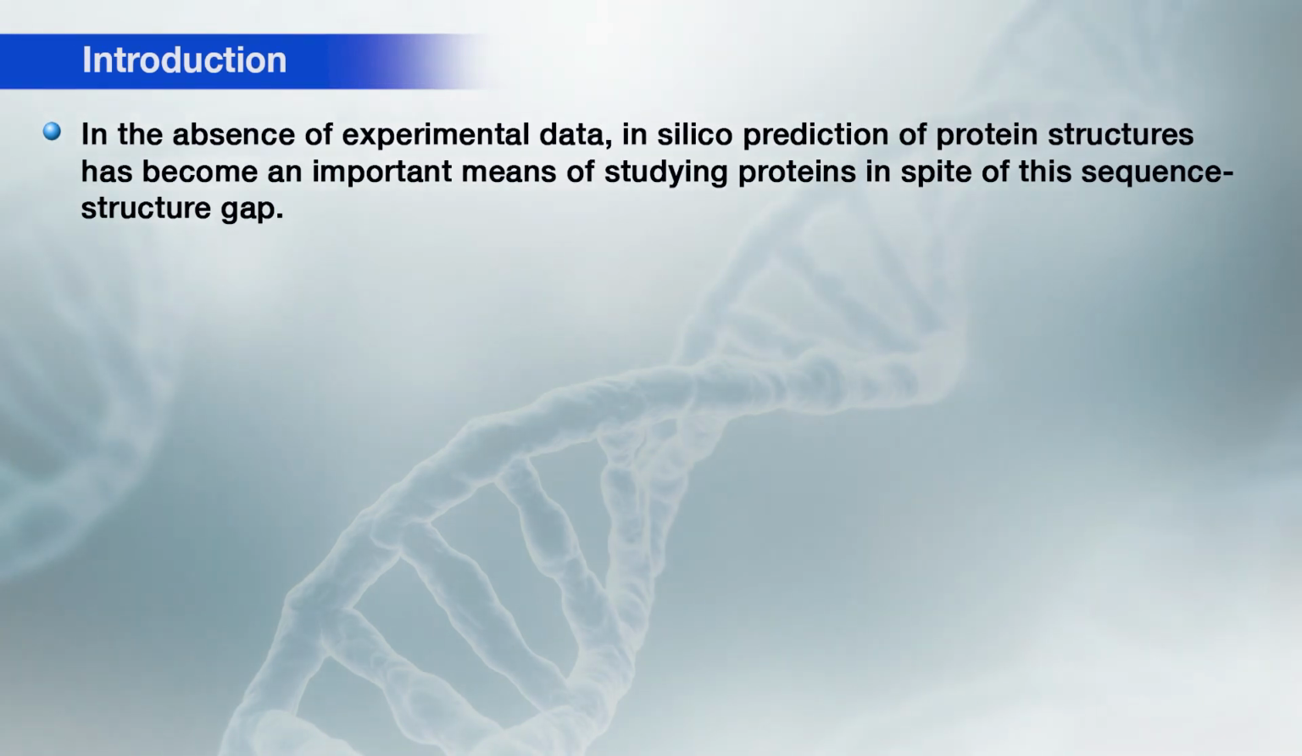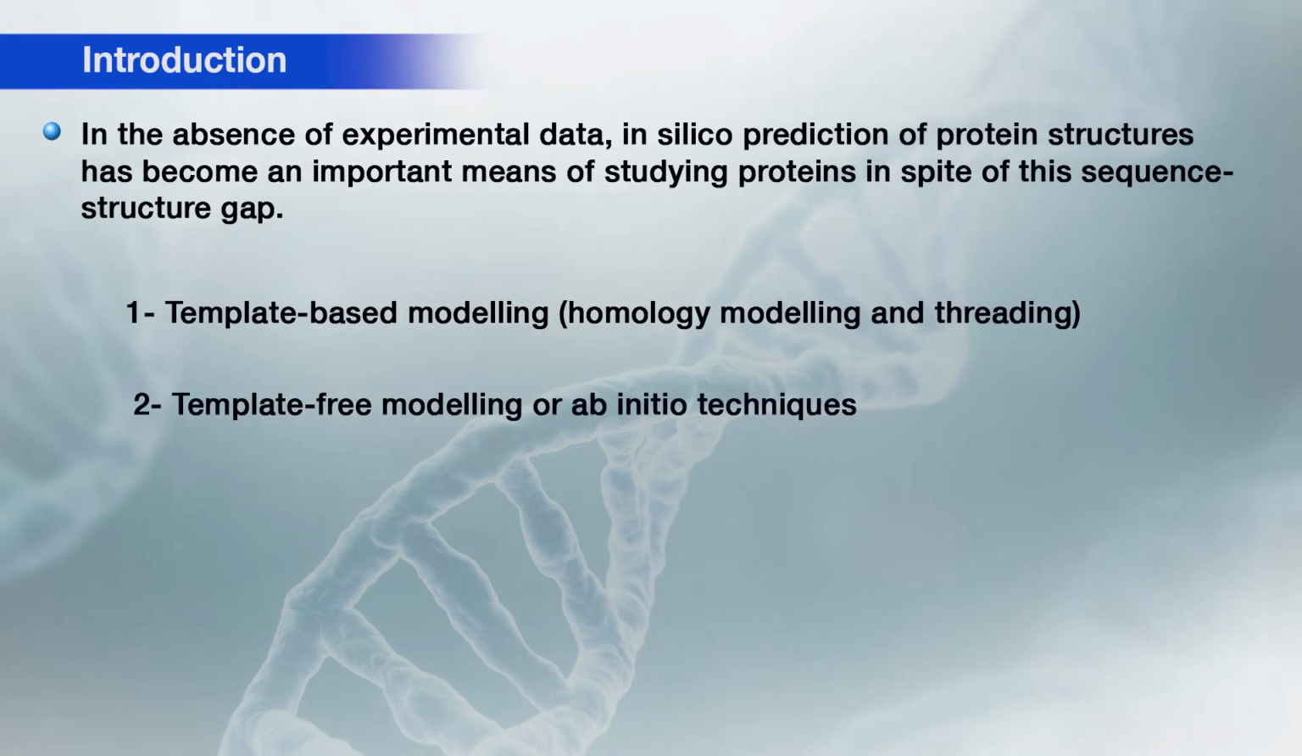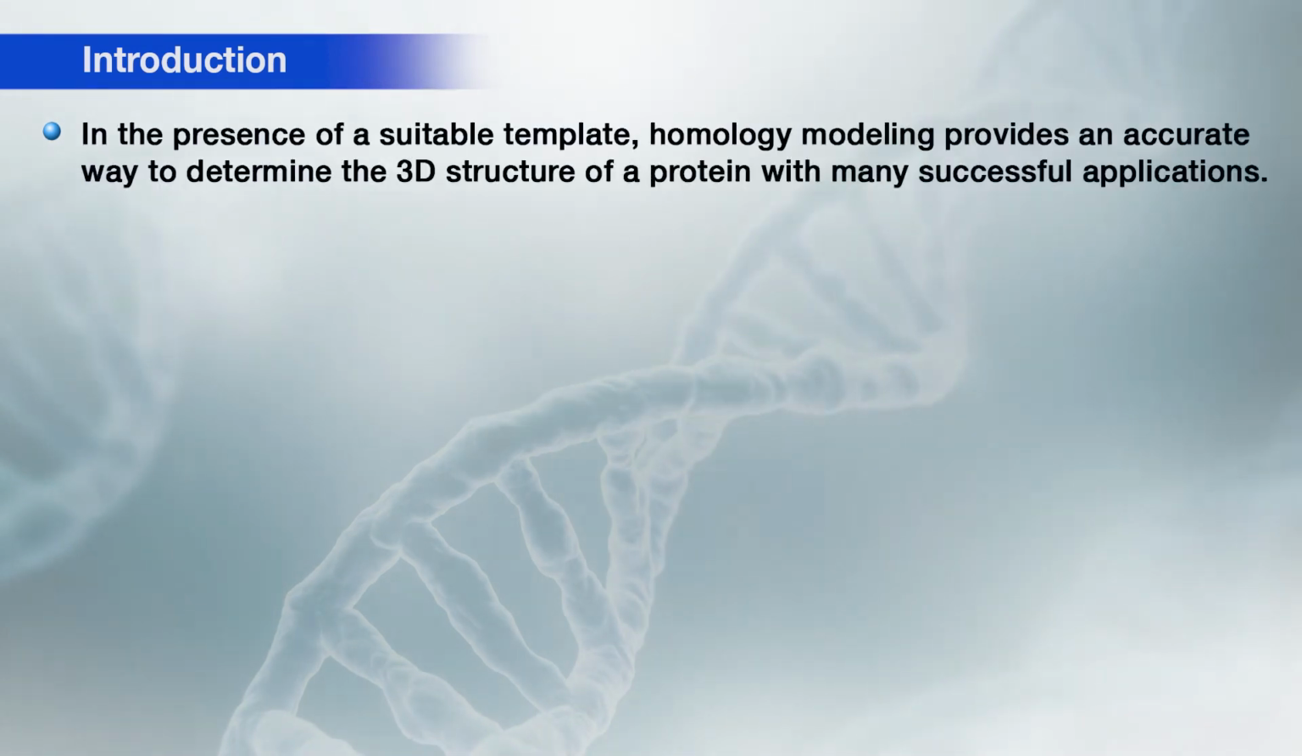So, for the pipeline of protein structure prediction, there are two broad approaches for achieving this. First, template-based modeling, which is known as homology modeling and threading. The second one is template-free modeling, which is known as ab initio techniques. In the presence of a suitable template, homology modeling provides an accurate way to determine the 3D structure of a protein with many successful applications.